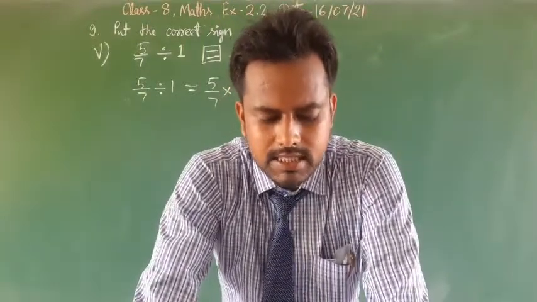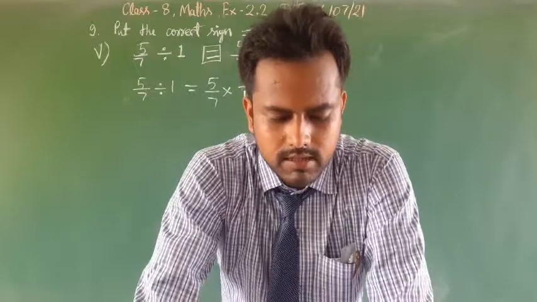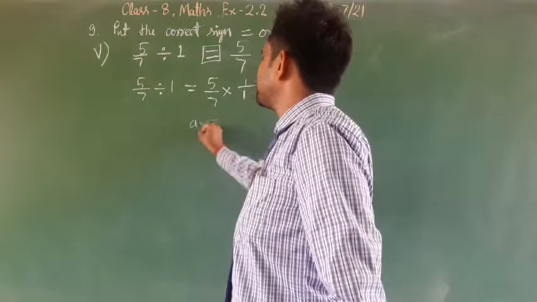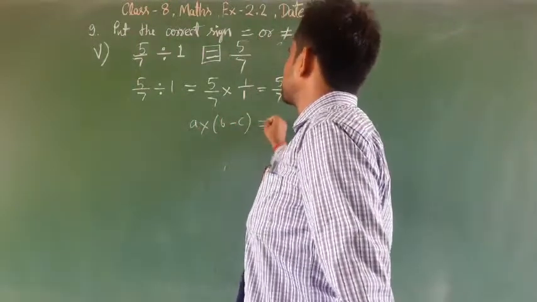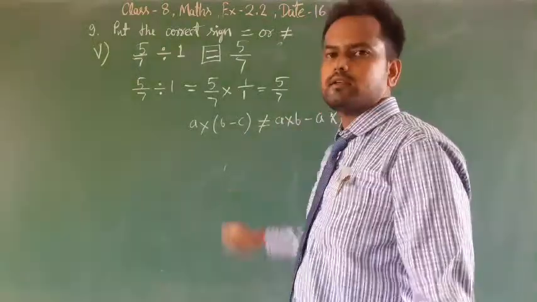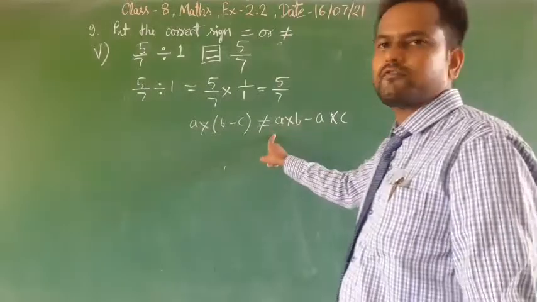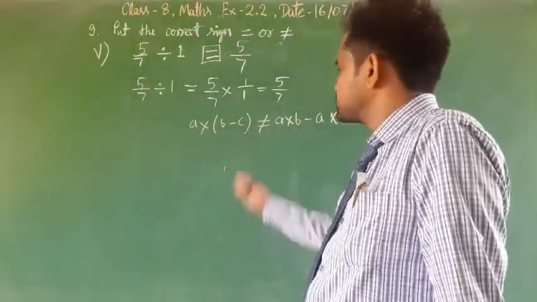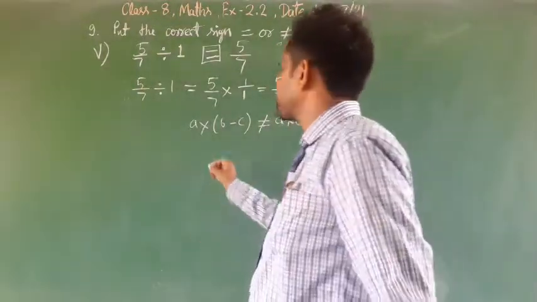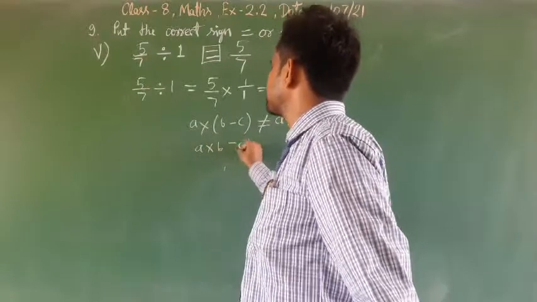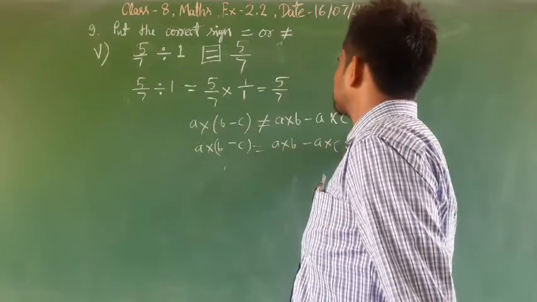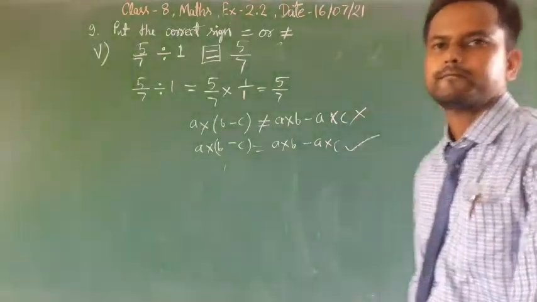If A, B, C are rational numbers, then it is given that A into B minus C is not equal to A into B minus A into C. This is true or false? Yes, of course. This is false. This is a distributive property over subtraction, and in distributive property it is said that A into B minus C is always equal to A into B minus A into C. This is true and this is false. Got it?